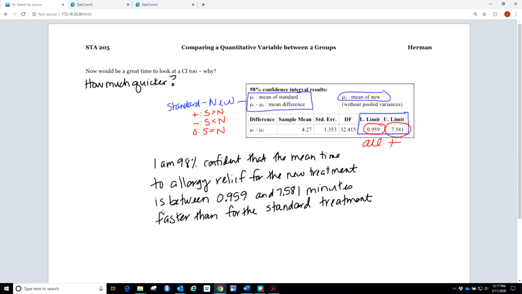But looking at this, if I was, for example, the drug company, and I saw that, okay, this new treatment that we spent this time and money working on on average will make people feel better 1 to 7.5 minutes quicker, I don't know if people will actually pay to take this medication or not. So confidence intervals are sometimes a very important follow-up to do with a hypothesis test when we reject the null hypothesis. So we can see, well, how big is that difference between the two?